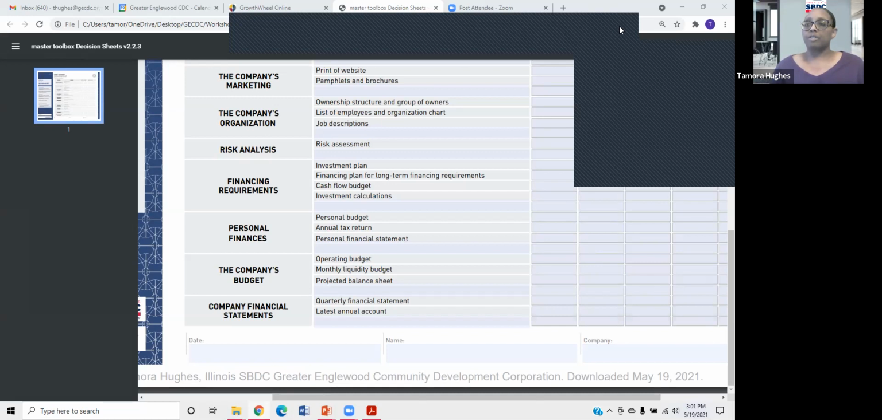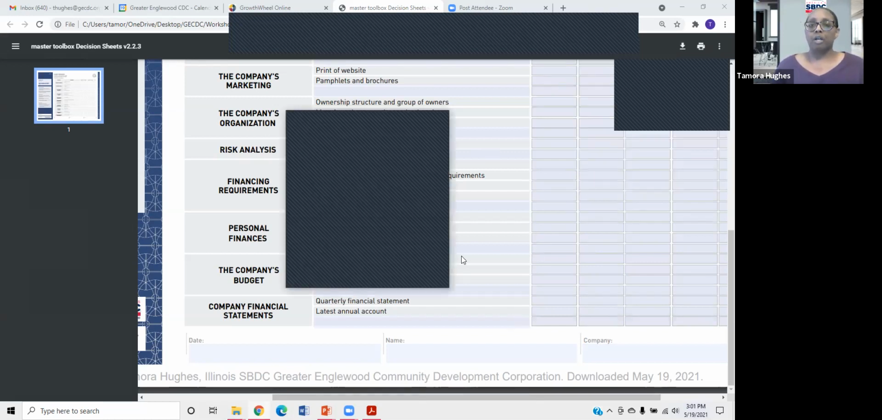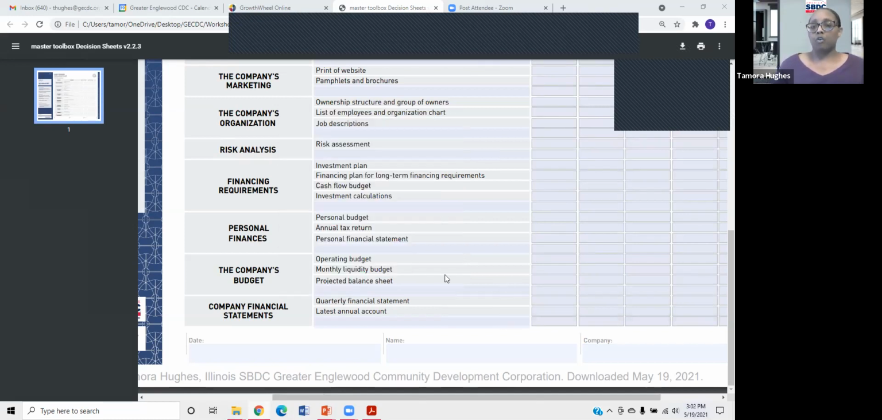But these are the type of things that you really want to make sure of. And a question about how do you calculate monthly cash flow. So basically, you would have a spreadsheet, and you can acquire these Excel spreadsheets, and actually download them.